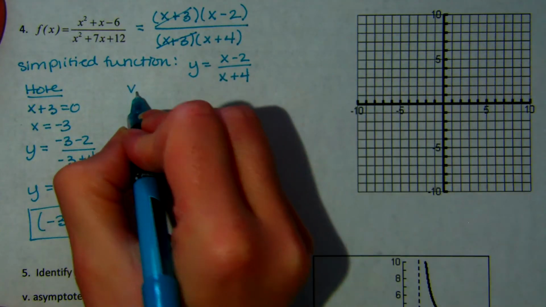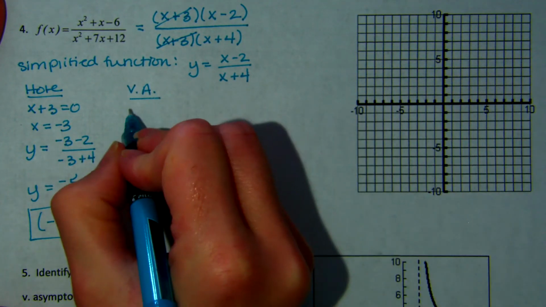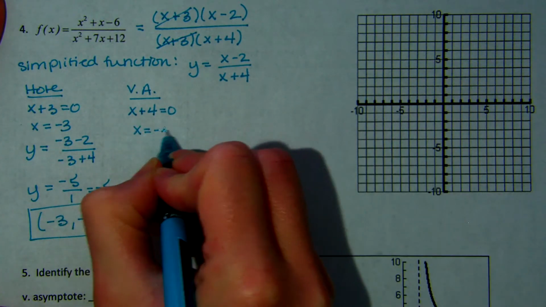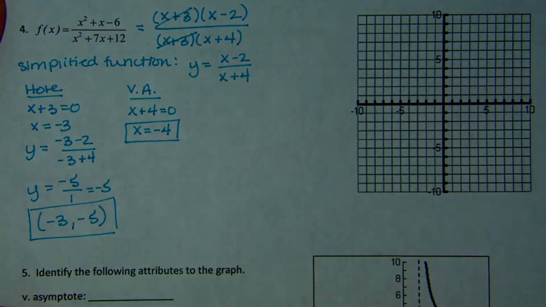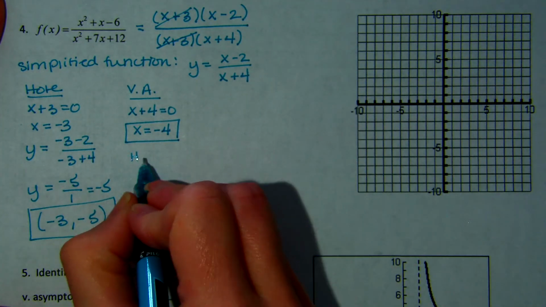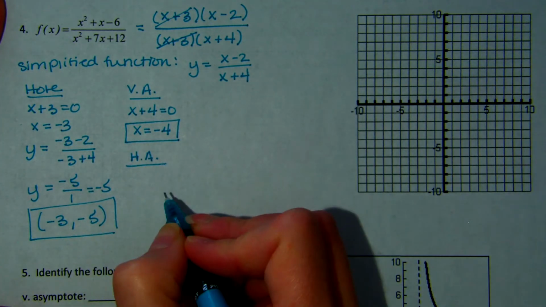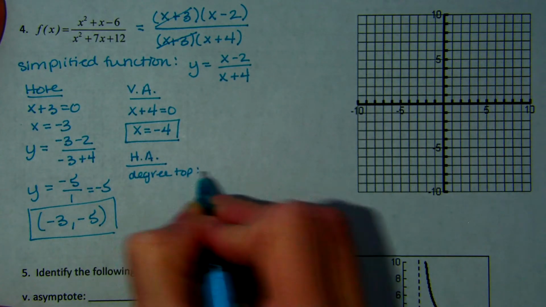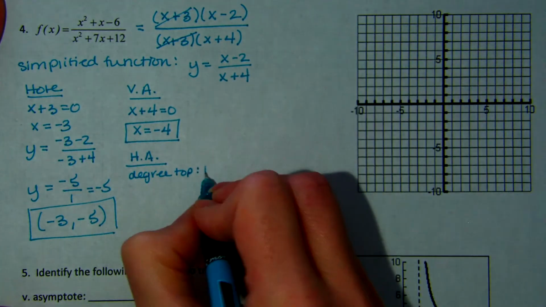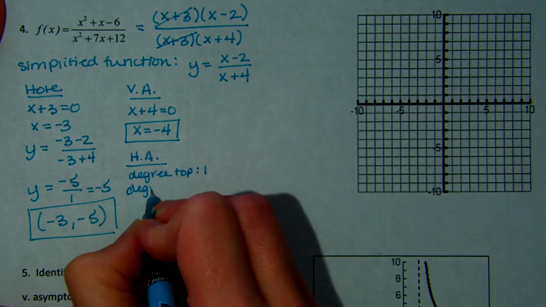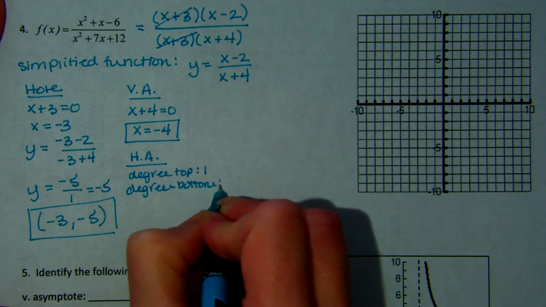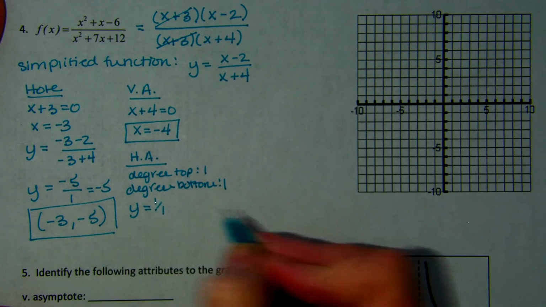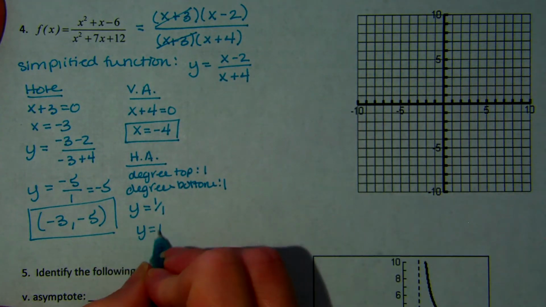After we find our hole, we want to find our vertical asymptote. And we find that by setting the bottom equal to 0. When we do that, we get x equals -4. Horizontal asymptote, you find by comparing the degree of the top to the degree of the bottom. The degree of the top in this case, there's just one x, is 1. And the degree of the bottom is again 1. So it's y equals 1 over 1, which is just y equals 1.